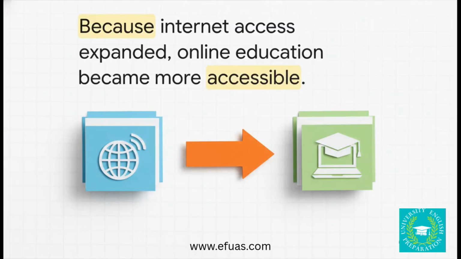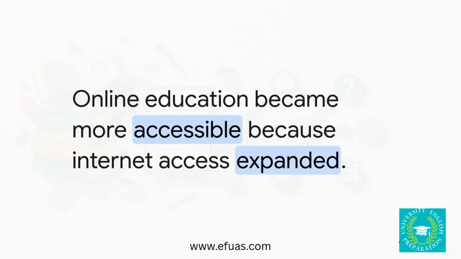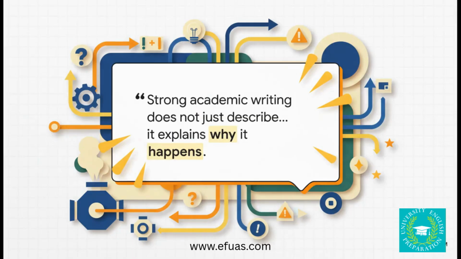So, pattern 1, remember, it's cause leads to effect. For example, because internet access expanded, online education became more accessible. This is your classic A to B structure. Super direct, super logical. And then there's pattern 2, effect first, then the cause. Same idea, flipped around: online education became more accessible because internet access expanded. You use this one when you want to lead with the big news, the big result, and then explain how we got there. And this quote really sums it all up perfectly.